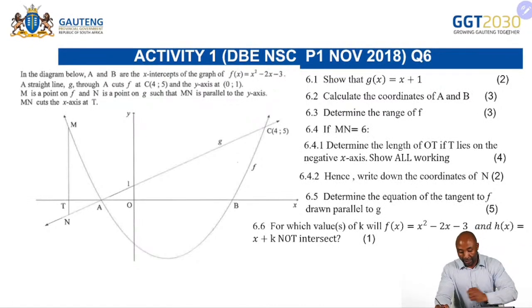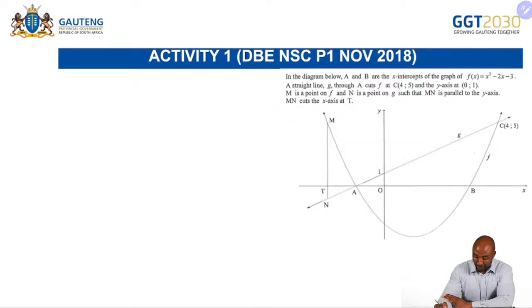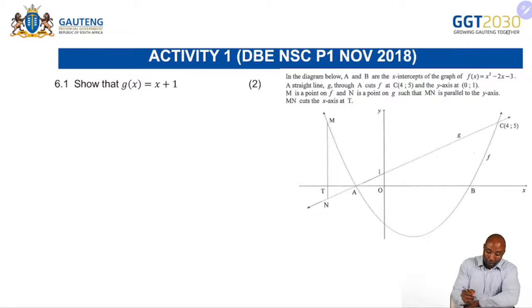Welcome back. I hope we have managed to do the solutions for 6.1, 6.2, and 6.3. Let's try and mark ourselves. Now, there is our 6.1, it's 2 marks. The key word there is "show".